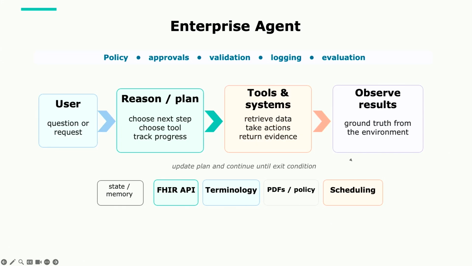This diagram shows the enterprise loop more explicitly. A request comes in, the model forms a plan, the tools return evidence from the environment, and the agent continues until it reaches an exit condition. Around that loop sit the guardrails, validation, approvals, logging, and evaluation. The key point is that this architecture is not specific to FHIR. FHIR is rather the knowledge layer inside a more general agent pattern.